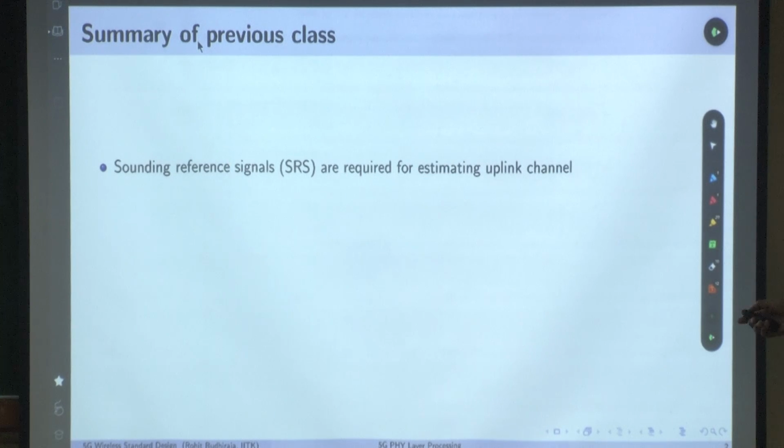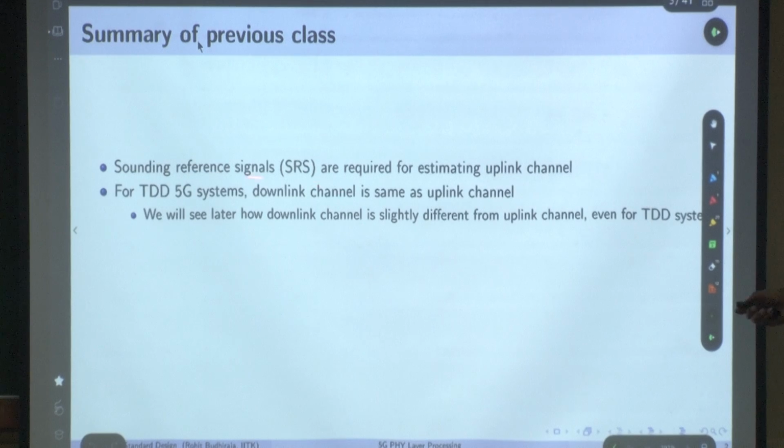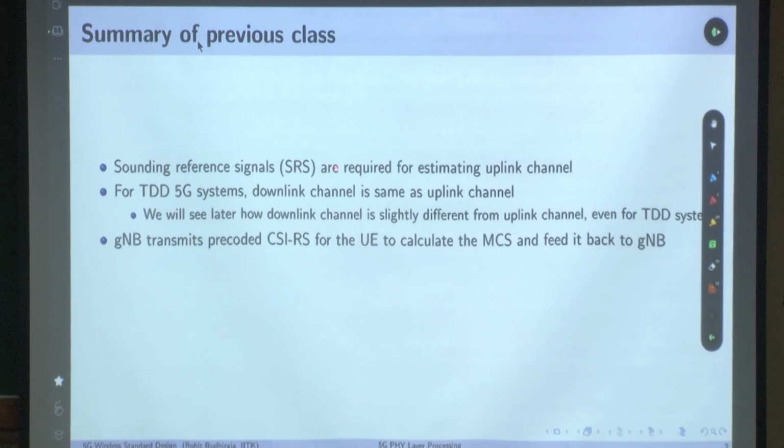Sounding reference signals are required for estimating the uplink channel. Then for a TDD system, the downlink channel is the same as the uplink channel. If time permits, I will show you how the downlink channel is slightly different from the uplink channel, even in the case of TDD. That's what happens in practice. But for what you wanted to learn, the notion of channel reciprocity is essentially this: for TDD systems, the downlink channel is the same as the uplink channel.